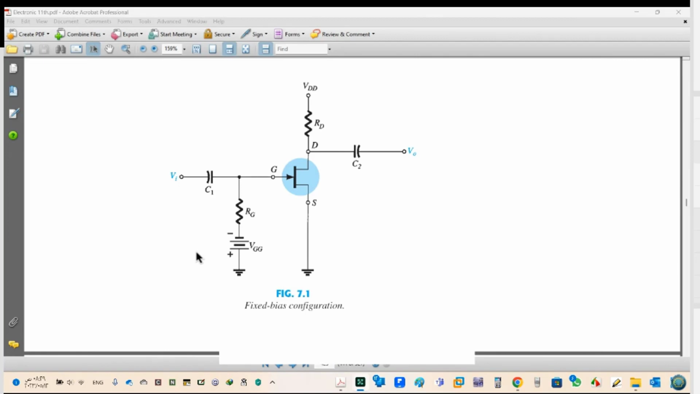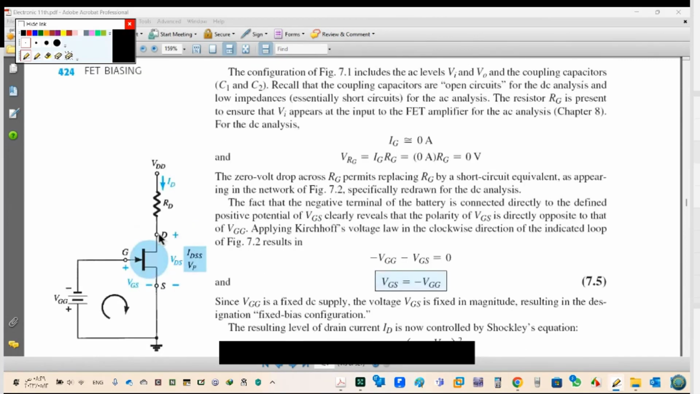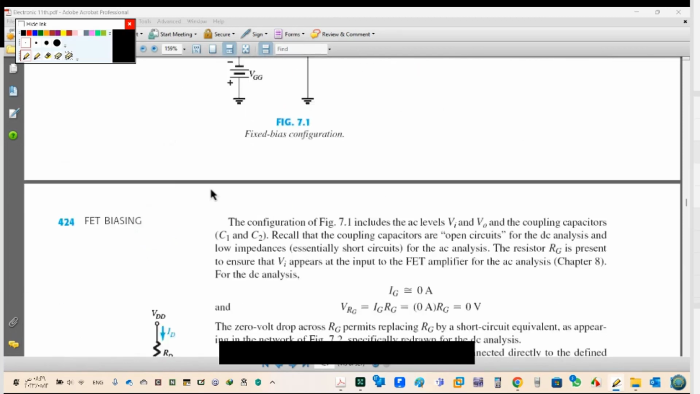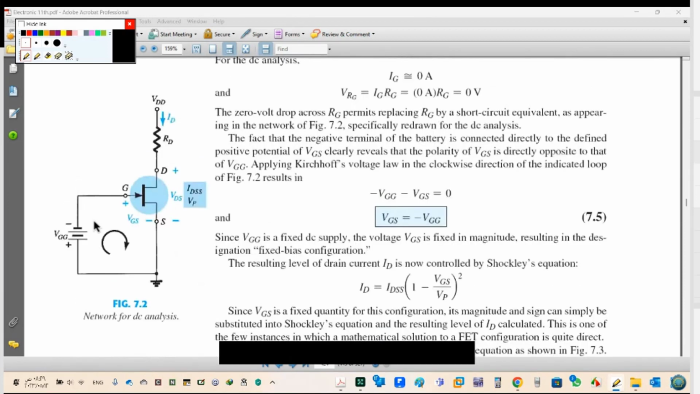A capacitor for DC is an open circuit, so we cancel the capacitor. See, this is the circuit. And here we don't have RG because IG is 0, so RG carries nothing and we can ignore it. So let's apply Kirchhoff to the circuit. From Kirchhoff, VGS equals minus VGG. In the exam, you just have to use this.